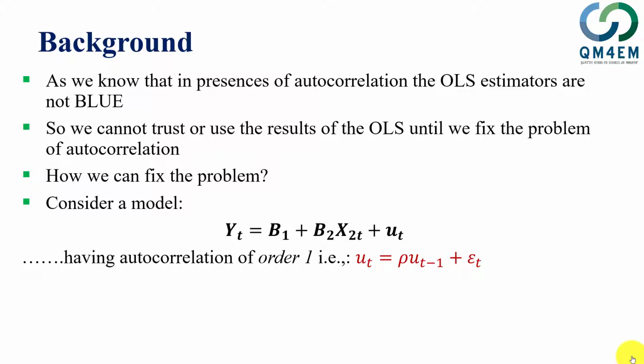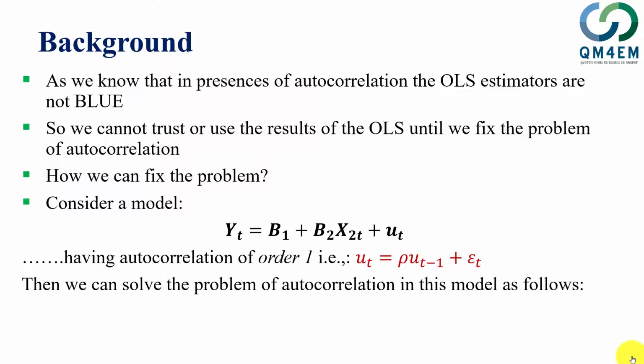So in simple words, I am assuming a model which has a problem of autocorrelation of order 1, or follows the AR1 process. So how can we solve the problem of autocorrelation in this model? Let me follow a small procedure. I will try to explain each and every point. I hope you will get that simple procedure of fixing the problem of autocorrelation mathematically.